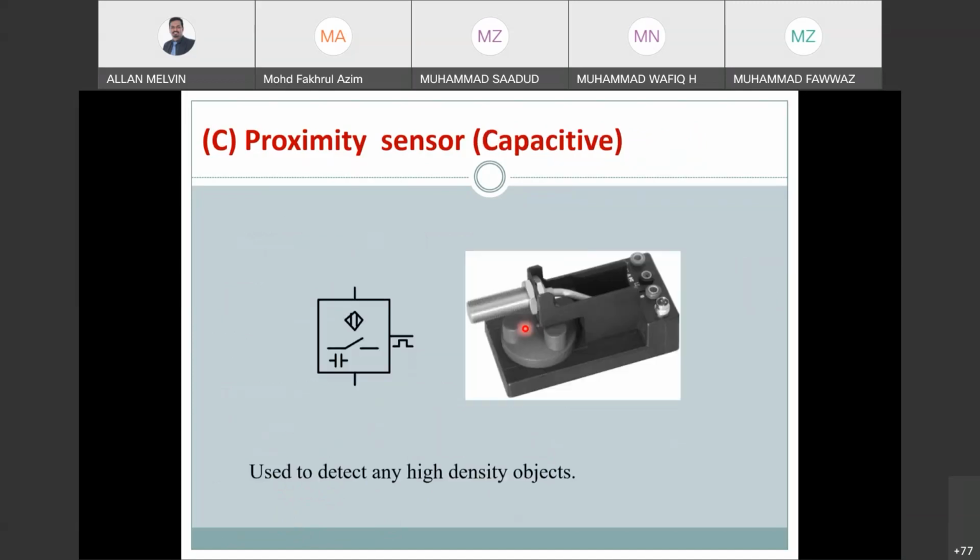Okay, any questions? Inductive type proximity sensor, any questions?